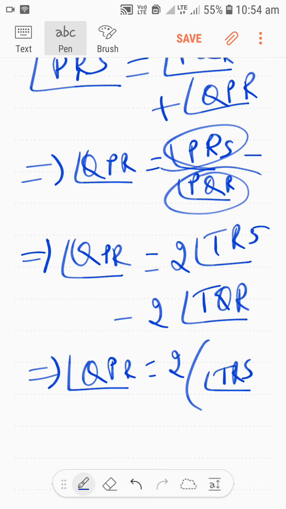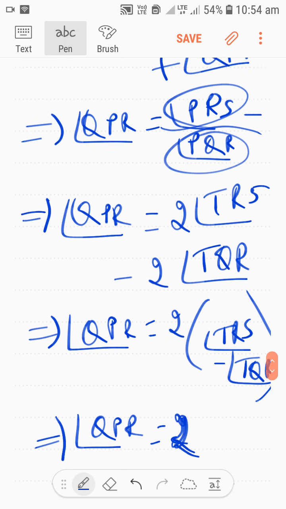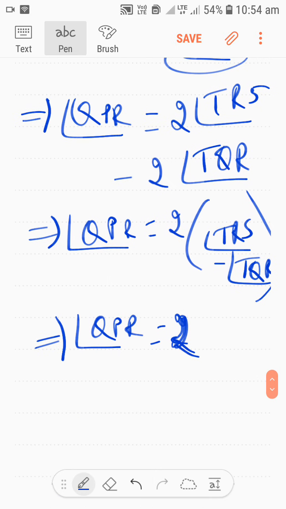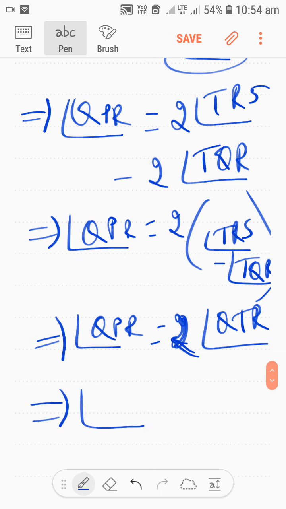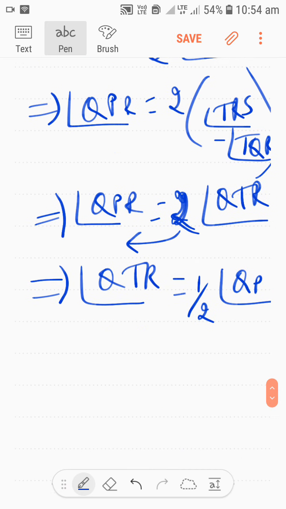So angle TRS minus angle TQR, which implies angle QPR equal to 2 times TRS minus TQR. TRS minus TQR is nothing but angle QTR. If you see the diagram, you can get. So angle QTR, this 2 goes to this side, it becomes 1 by 2 angle QPR. So, hence proved.